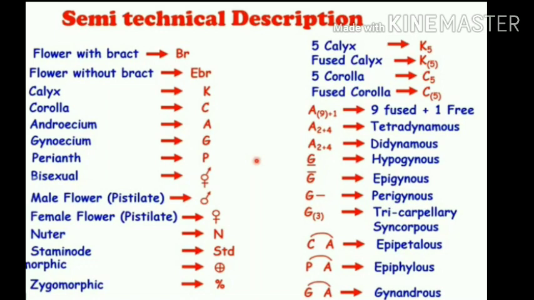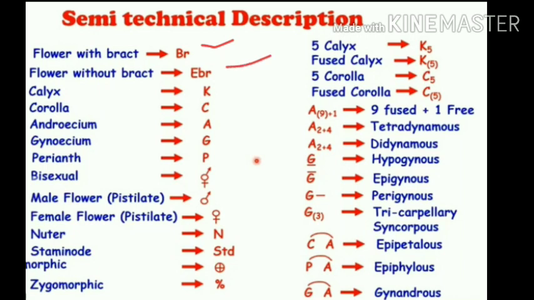If a flower consists of a bract, then we can say it is a bracteate flower. So a bracteate flower is represented with BR. If the flower does not have a bract, it is said to be ebracteate, which is represented as EBR.